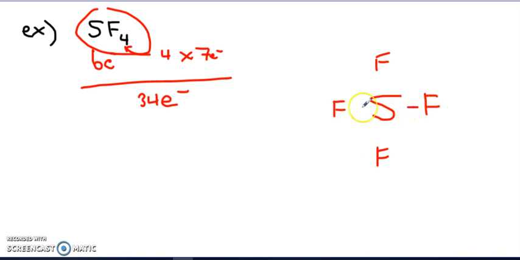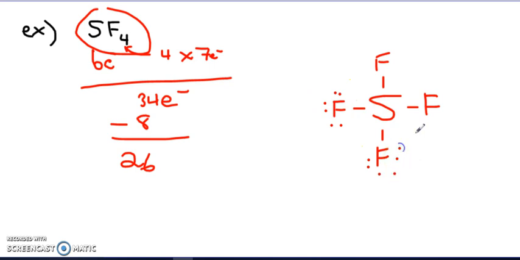And we're going to put our electron bonds in first. So 2, 4, 6, 8. We have used up 8. We have 26 left over. Okay, each fluorine needs another 6, so we'll give it its 6. And we have 6 times 4, so we've used up 24. That means that we have 2 electrons left over.